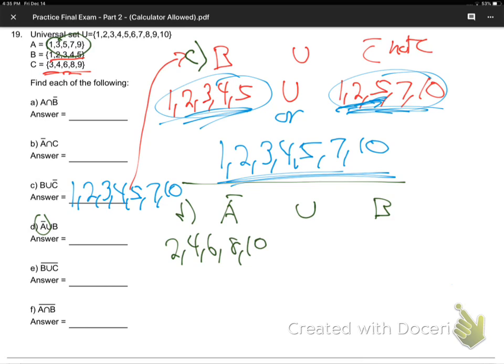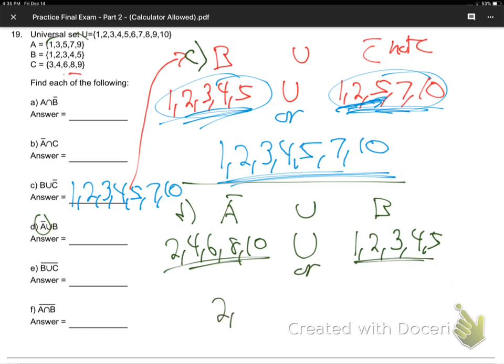And B is 1, 2, 3, 4, 5. These 1, 2, 5. And so the union between those, it means, again, it's or. It's just unite them all together. So it's 2, 4. Whoop, what am I doing? I'm writing 2 twice. You don't repeat anything. So I'll just write the whole first set down. 2, 4, 6, 8, 10.